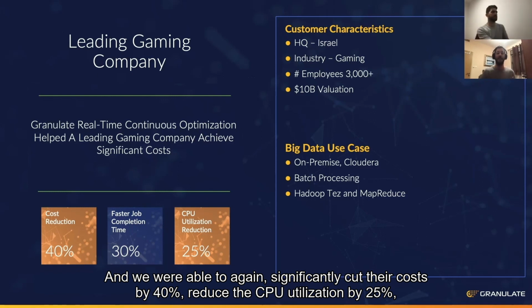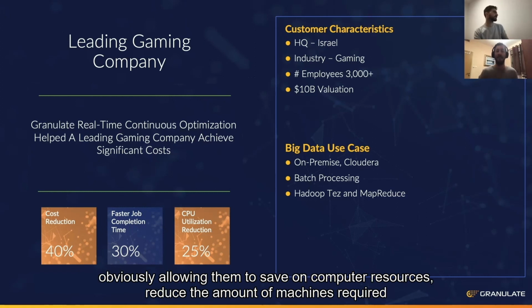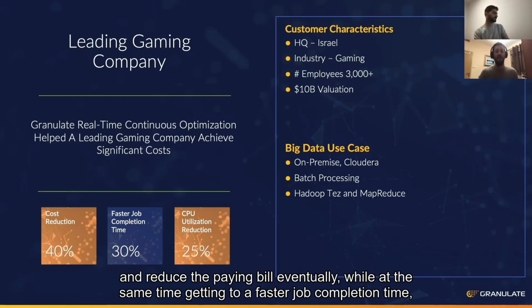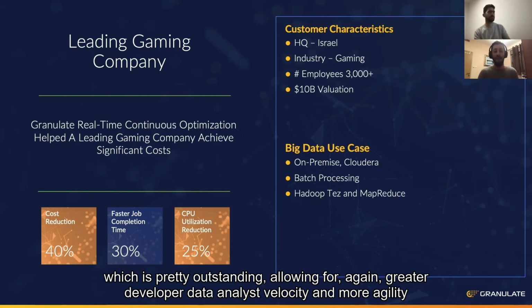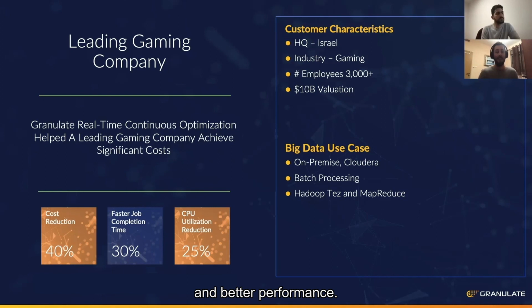again, significantly cut the costs there, over 40%, reduce the CPU utilization over 25%, obviously allowing them to save on compute resources, reduce the amount of machines required, and reduce the paying bill eventually, while at the same time getting to a faster job completion time, which is pretty outstanding, allowing for, again, greater developer or data analyst velocity and more agility and better performance.